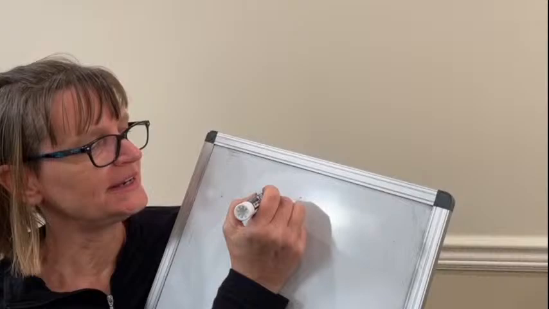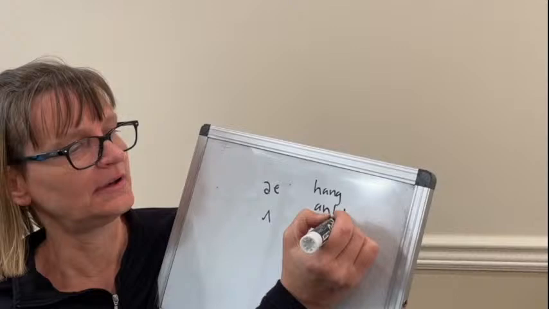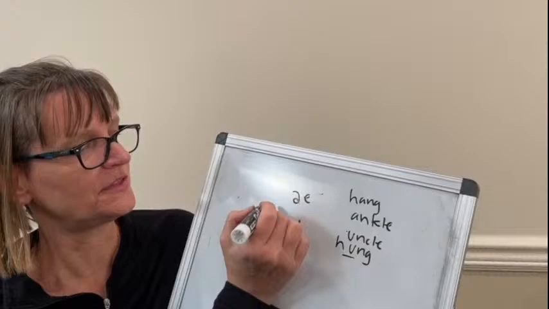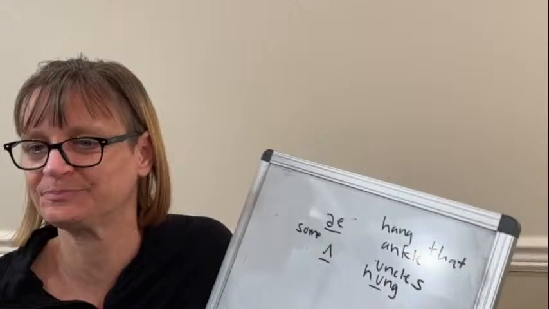We had a question about ankle and uncle. So we did ankle has the a, uncle has schwa. So if I hang by my ankles, and then my uncle hung by his ankles, we have the sound. So also thinking about some uncles and that ankle. That's a contrast between the a and the schwa in those two words.